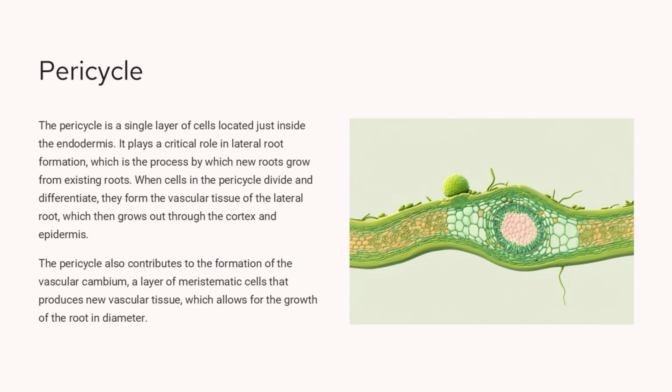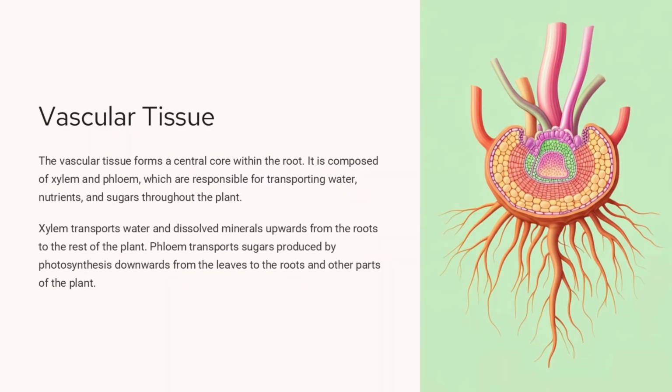This cross-section image shows the pericycle as a light green layer surrounding the darker green vascular tissue in an Arabidopsis root. The vascular tissue forms the central core of the plant's root system. It is composed of two key components, xylem and phloem. Xylem transports water and dissolved minerals upwards from the roots to the rest of the plant.